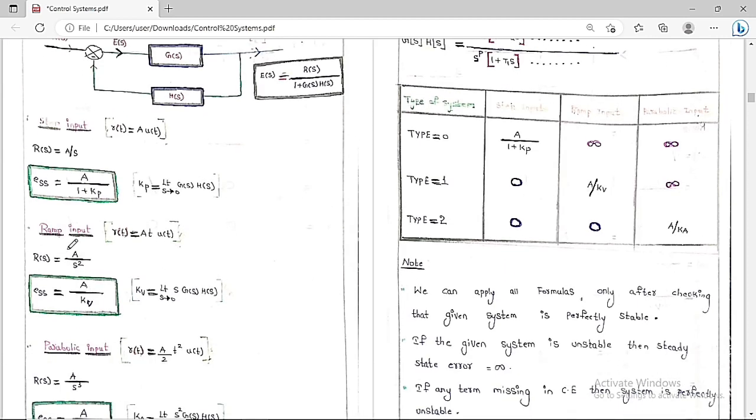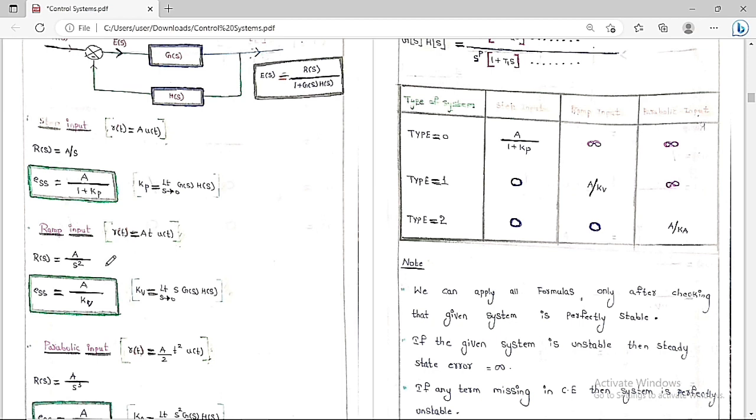Now for the ramp input, R of t is equal to At into U of t. This is the general expression. Then the Laplace transform of the input, R of s, is equal to A by s square, because you know the Laplace transform of t to the power of n is n factorial by s to the power of n plus 1. By using that formula, we get R of s equal to A by s square.